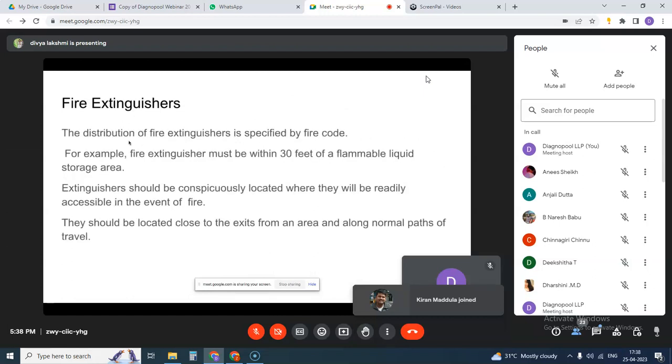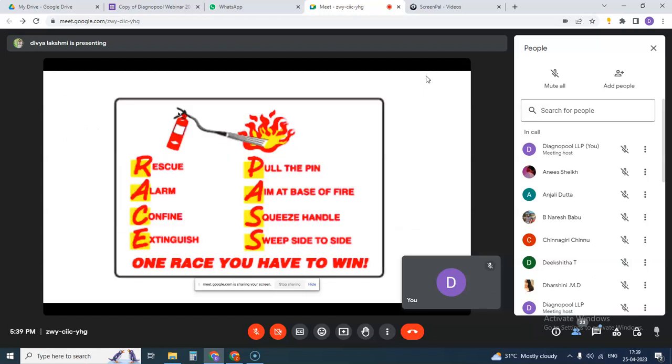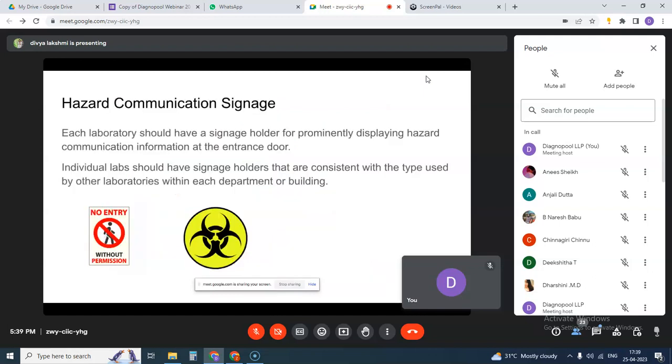Fire extinguishers. The distribution of fire extinguishers is specified by fire code. Fire extinguishers should be kept within 30 feet of flammable liquid, and each one of you in the lab should know how to use those extinguishers. If it is available, just by chance if there's any accident, just pull the pin, aim at the base, squeeze the handle and sweep from side to side until the fire is put off.